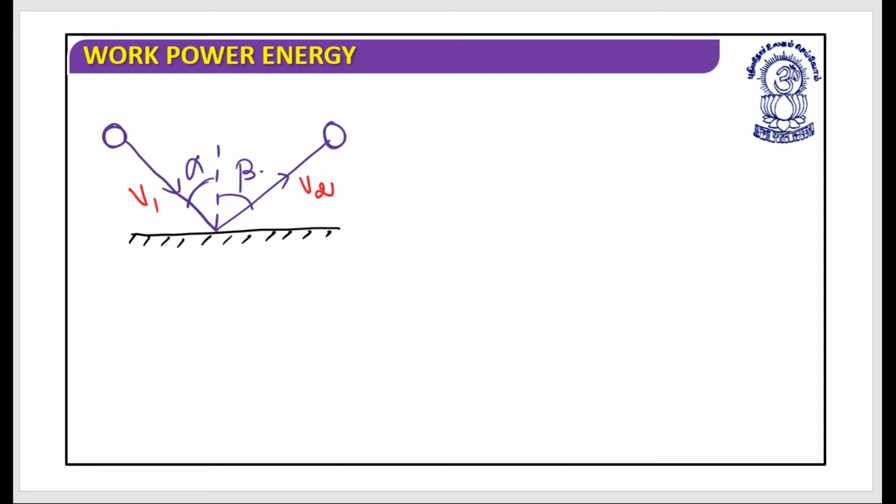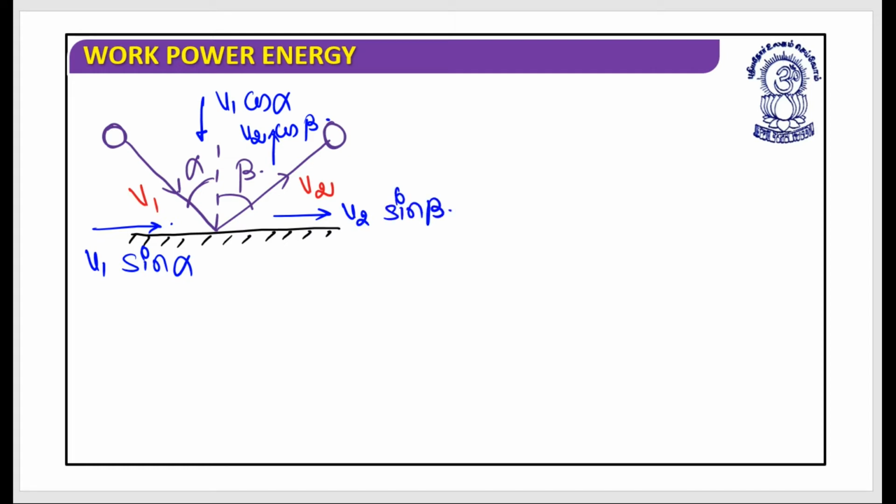So these velocities would be changed. Let's make components of these two, v1 and v2. This is v1 cos alpha, this is v1 sin alpha, this is v2 cos beta, this is v2 sin beta.